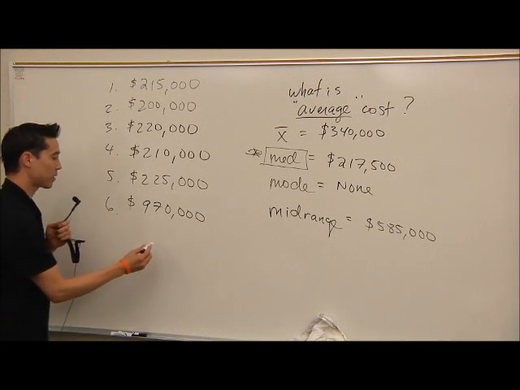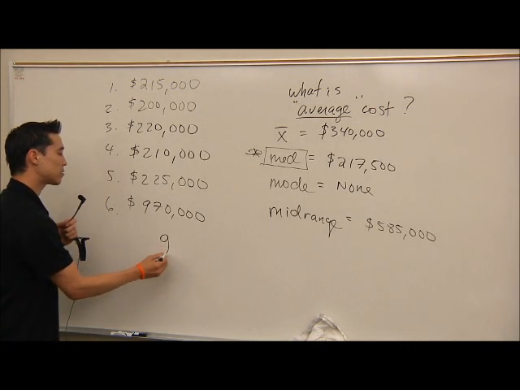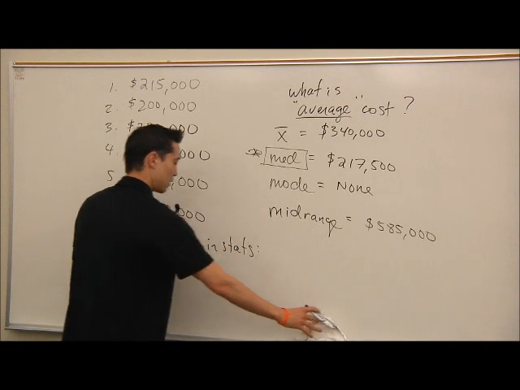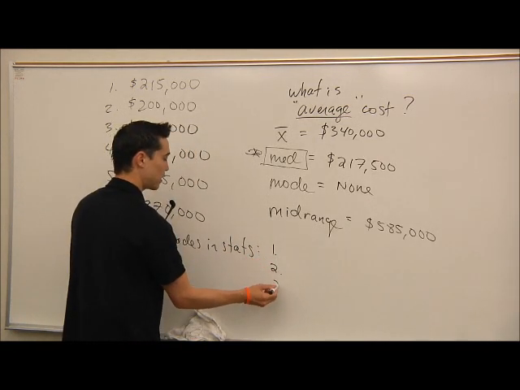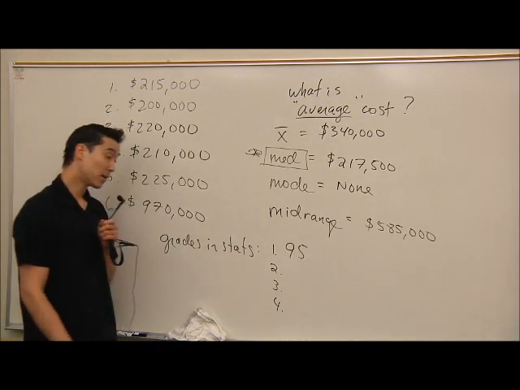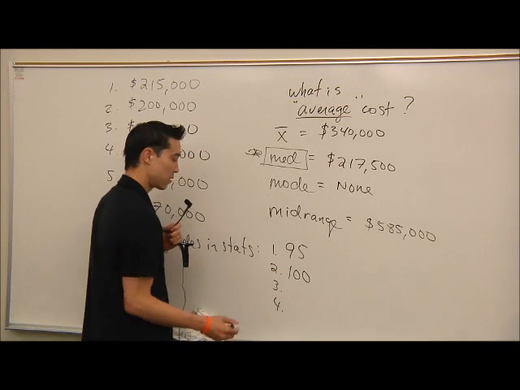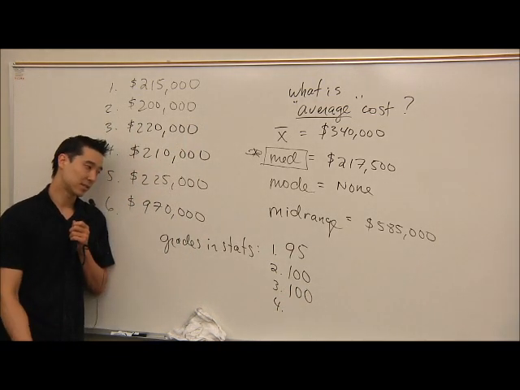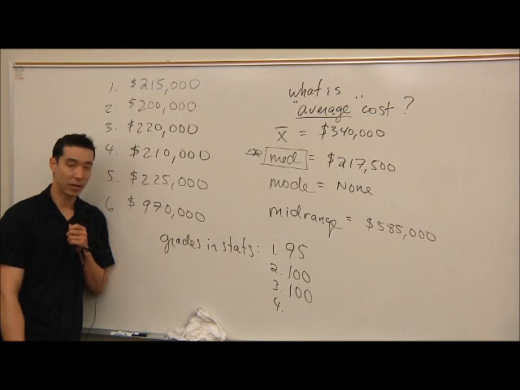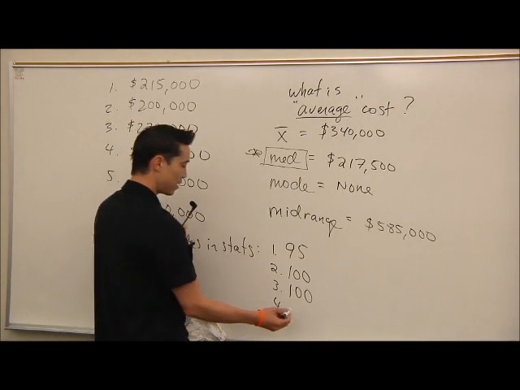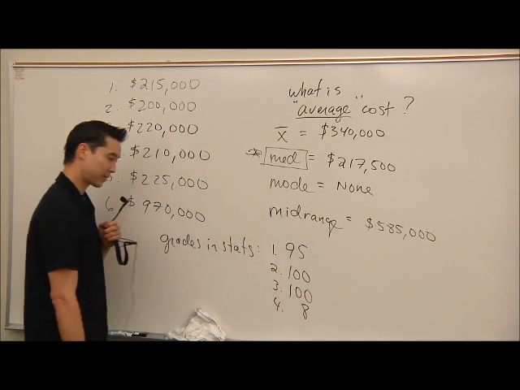Let's do another example, okay? Let's say your grades in stats. Let's say we have four tests, all right? On the first test, you get a 95. Pretty good. On the second test, you get 100. On the third test, you're doing great, you get another 100, okay? On the fourth test, the night before, your boyfriend or girlfriend broke up with you, right? You didn't have time to study, just one of those days. You came in and you did the best you could, but you got an 8, okay?